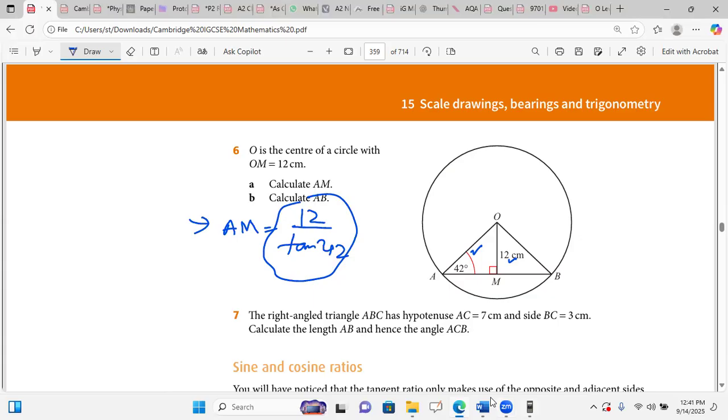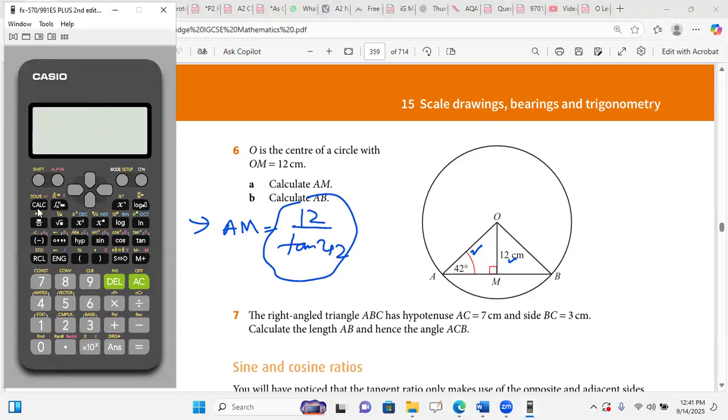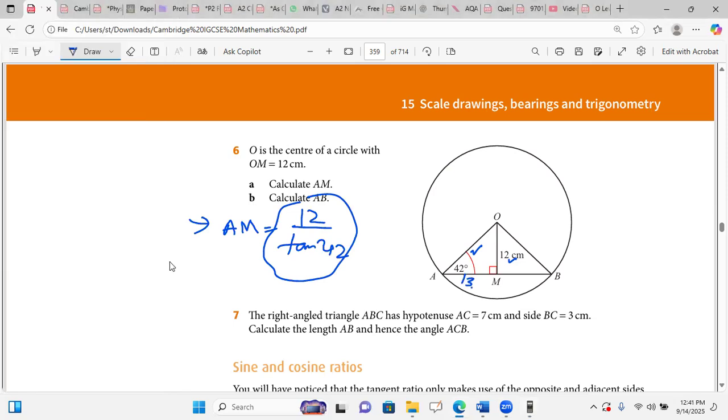Wait a second, we do it. 12 divided by tan 42 degree will equal to 13.32. For the calculation of the full length, it also will be 13.32. If you add both of them to get the value of AB over there, you will write it 26.64 over there.